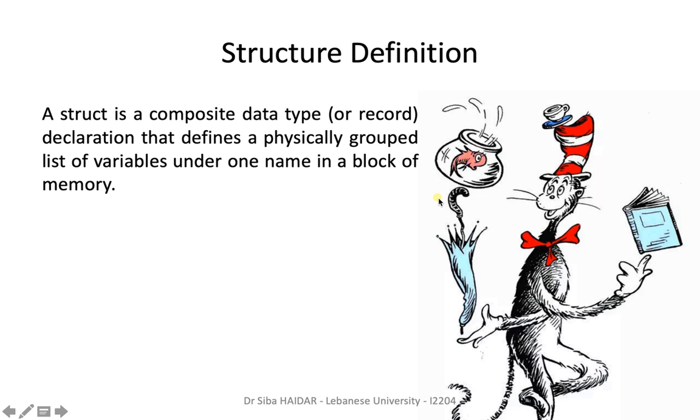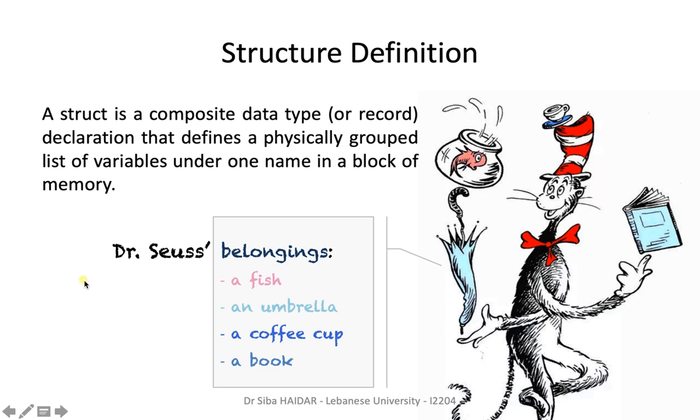So let us take an example. This is Dr. Seuss belongings. They are of different types. Let us state a fish, an umbrella, a coffee cup, a book. So they are not of the same type. We cannot put them inside an array, so we choose to put them in a structure type.